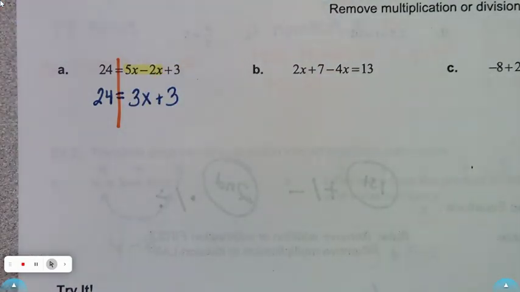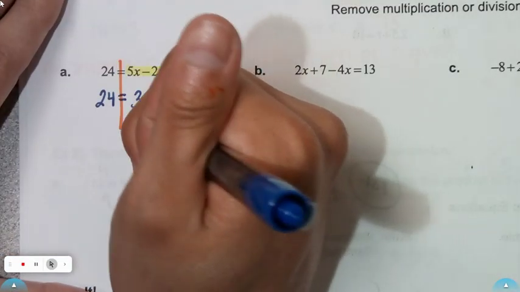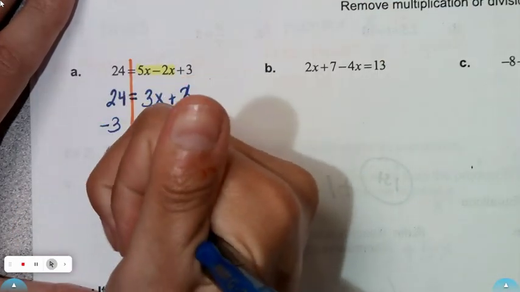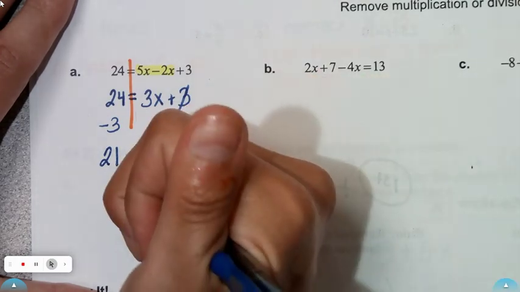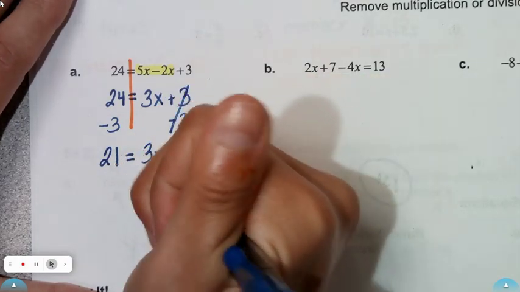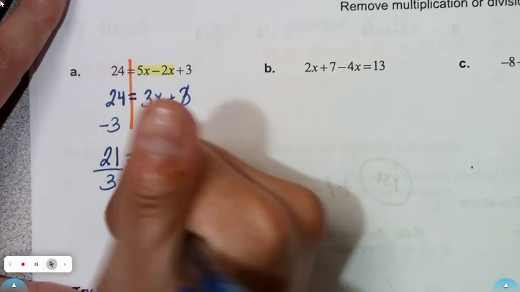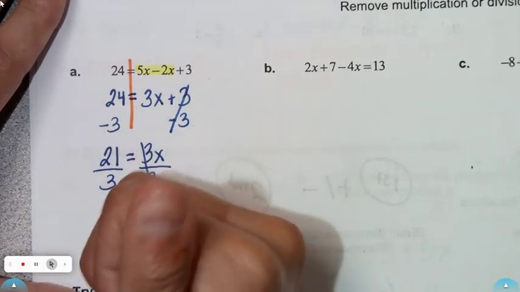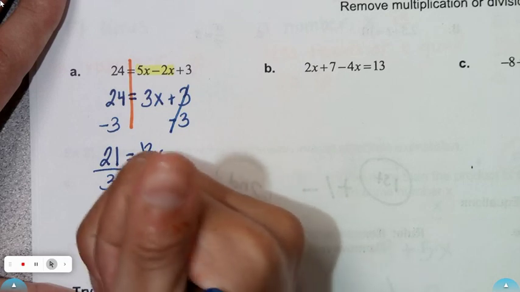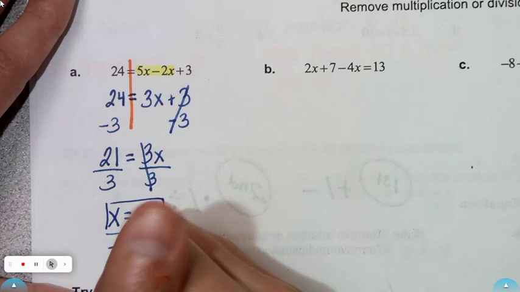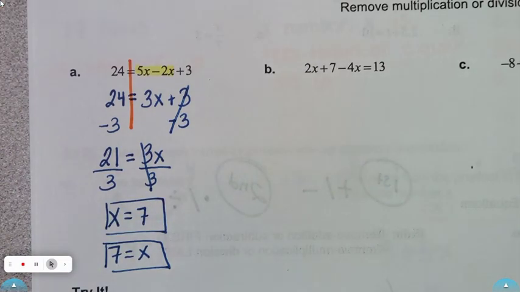Now this equation looks like the other equations that we did on the previous page. So then I can just solve from here. I can subtract 3. This is 21 equals, bring down your 3x, and then I'm going to divide by 3. 21 divided by 3, I get 7. So x equals 7. You could also write 7 equals x. Both are totally fine.